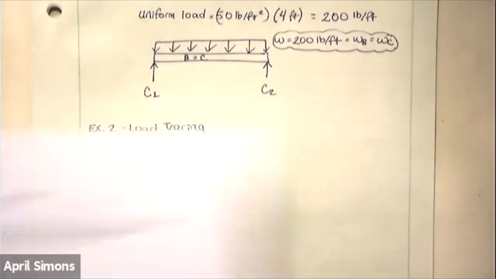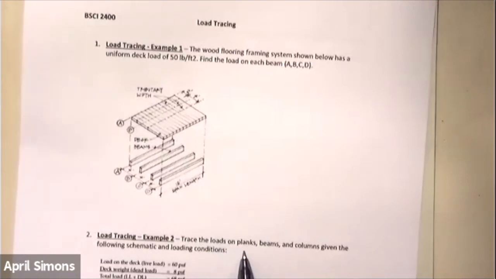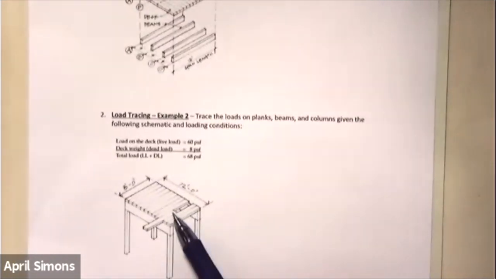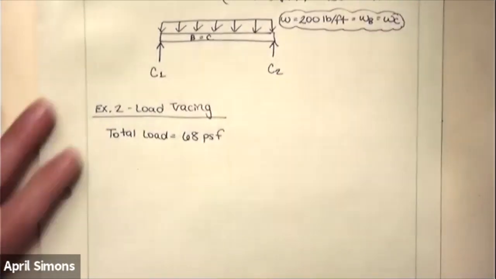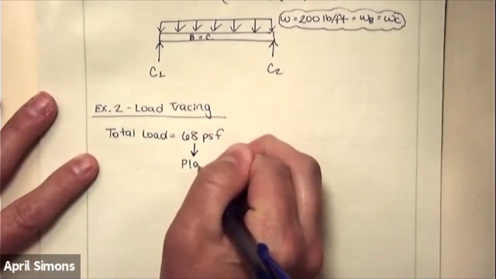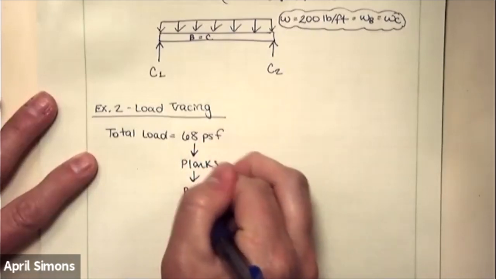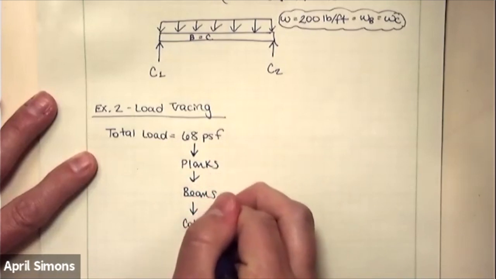Okay, and we're asked here, trace the loads on the planks, the beams, and the columns. So the planks here, the beams here, 2 beams, and there are 1, 2, 3, 4 columns. All right, so we want to trace this loading here to the planks, then to the beams, and finally to the columns.